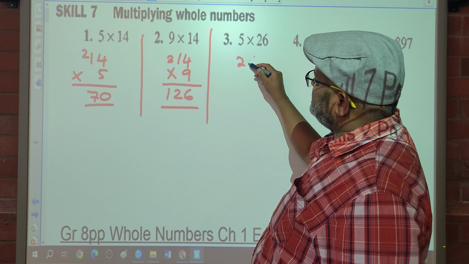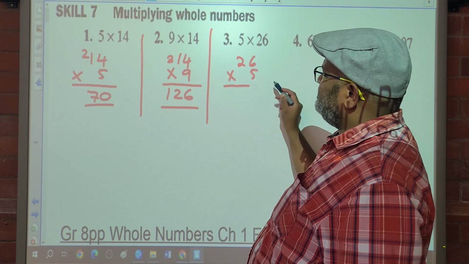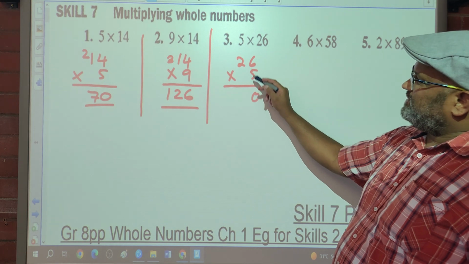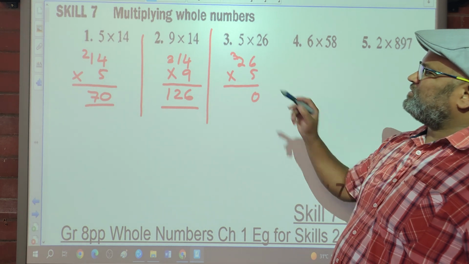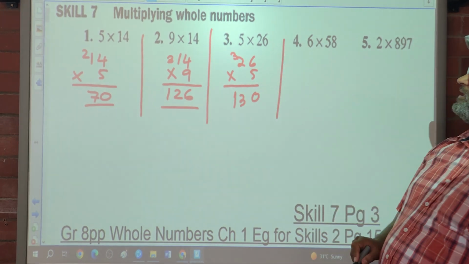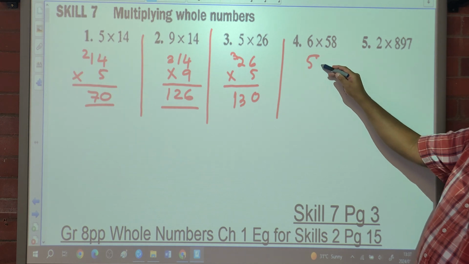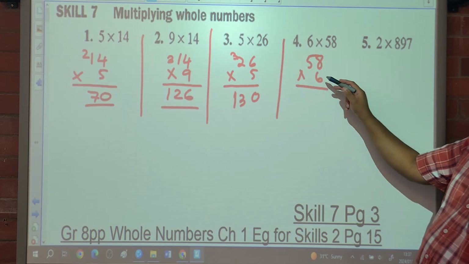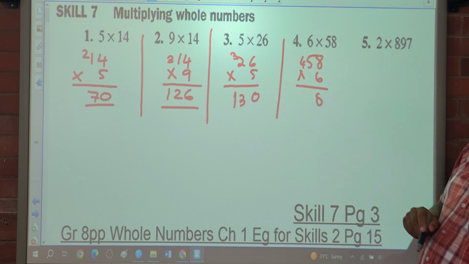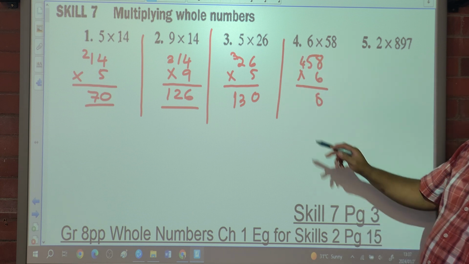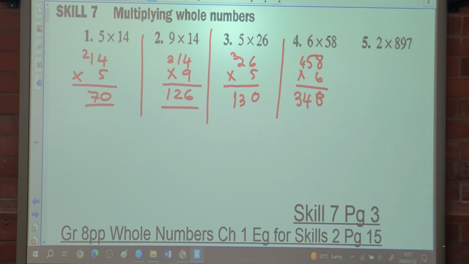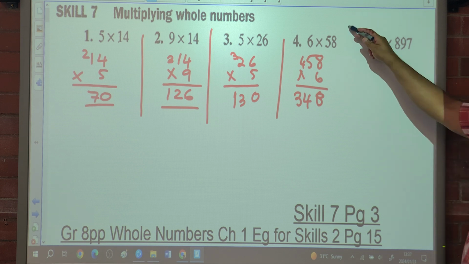So number 3 is going to be 26 multiplied by 5. 6 multiplied by 5 is 30. Carry 3. 5 multiplied by 2 is 10 plus 3 is 13. So it's 130. The next one is 58 multiplied by 6. 6 times 8 is 48. 5 times 6 is 30. Plus 4, 34. So it's 340. You all agree with that? Yes, sir. Okay, number 5.